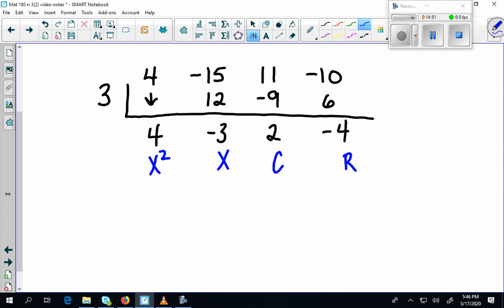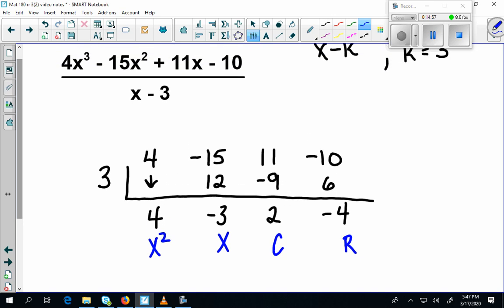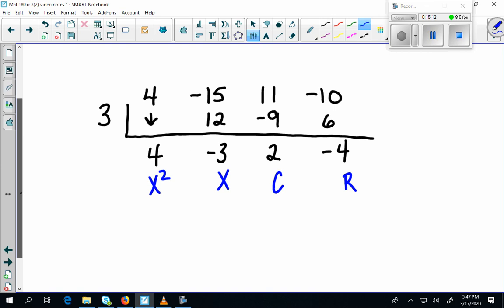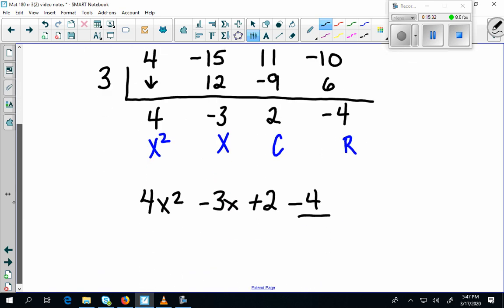Do you see how the highest power of x we're going to end up with in our answer is x to the second power? If you look at the function that we divided, it is of degree 3. So the highest power we have up there is x to the third. So we should come out with 1 less than that. 2 is 1 less than 3. So we are definitely on the right track. So the way I would write this answer then is 4x squared minus 3x plus 2. My remainder is this negative 4, so minus 4, and then your divisor was x minus 3.